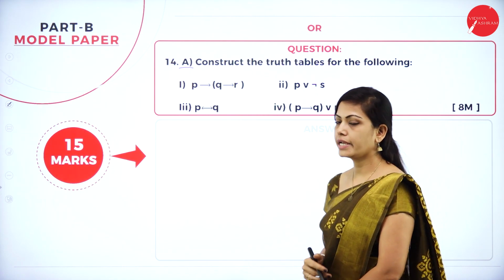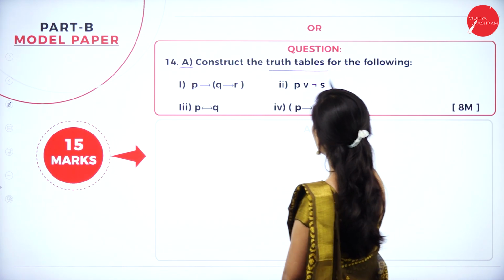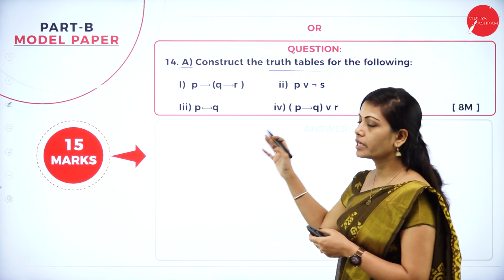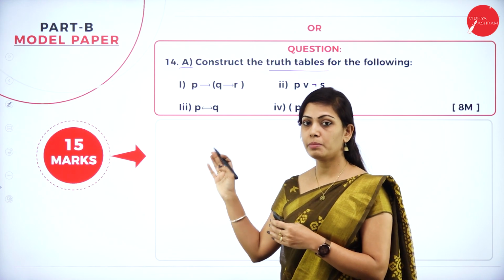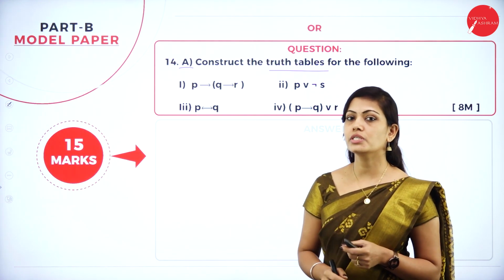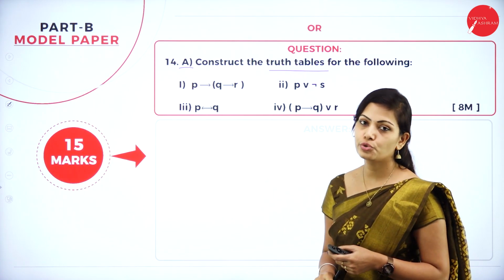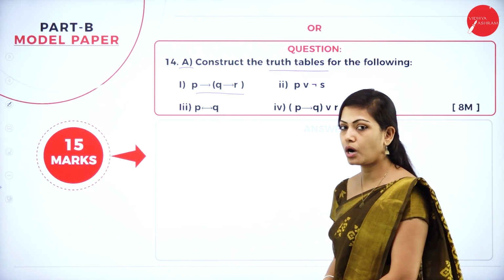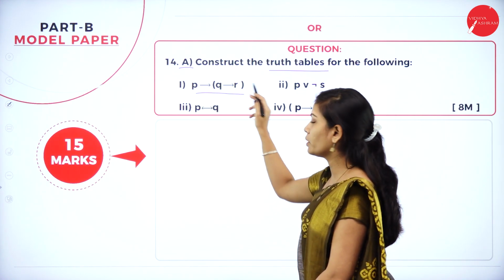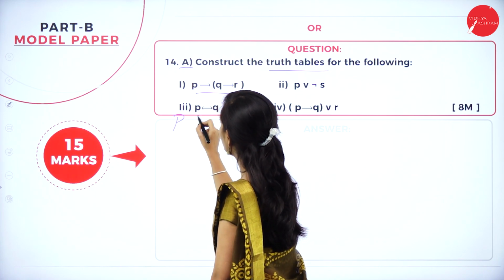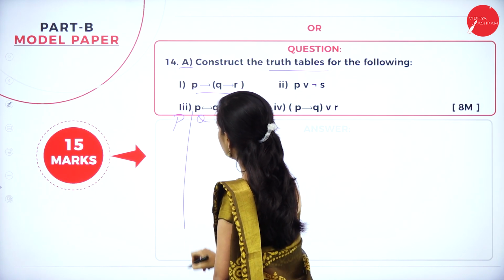explain 14th next question. So construct the truth tables for the following. For construction of truth table, easily you can score marks because you will get 3 questions, or sometimes you'll get 2 questions in construction of truth tables. So how to construct the truth table for this PQR, that is P implies Q implies R. First, I'll write the possibilities for P variable, Q and R.